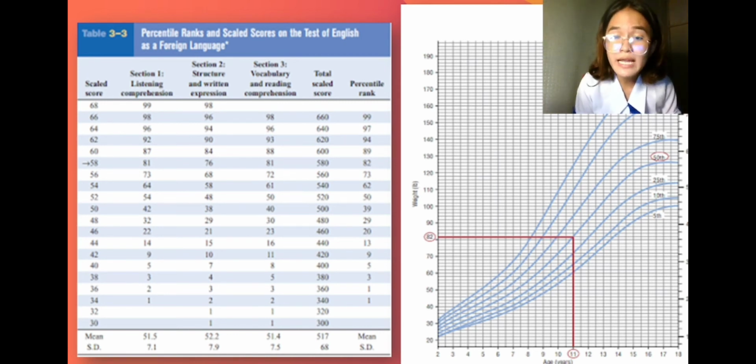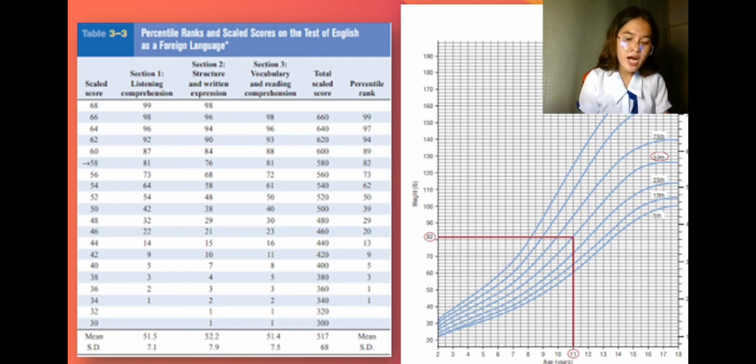So, if the lines do not meet exactly on a curved percentile line, which is here, the percentile rank must be approximated. So, if the lines do not meet, our percentile rank must be approximated.